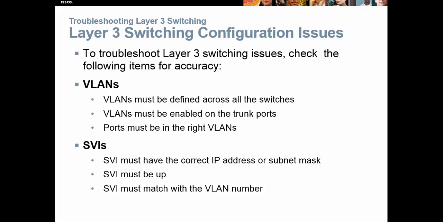Now, some of the issues with layer 3 switching configuration. In order to troubleshoot layer 3 switching issues, you need to check some of the following. Make sure your VLANs, we're going to check there first. The VLANs must be defined across all the switches, not just part of them. The VLANs must be enabled on the trunk ports. Remember, we have to have trunking for the VLANs to work properly. Ports must be in the right VLANs. With your SVIs, they must have the correct IP address and subnet mask. The SVI must be up, and the SVI must match the VLAN number.